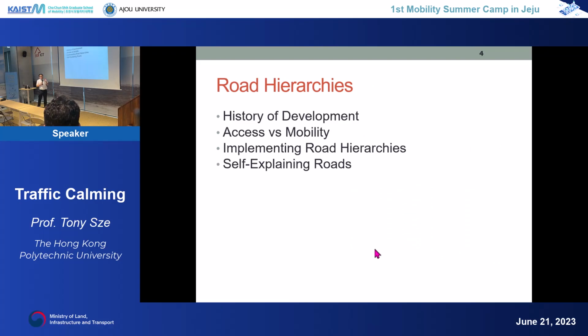So first I talk about the road hierarchy. We know that there are two types of road. Motorway: very high speed, low stopping, low parking. Urban street: we expect people to walk around. They may get off from a car. They may cross the street.